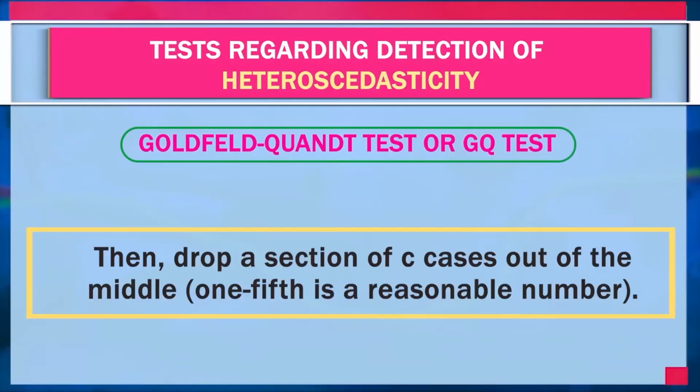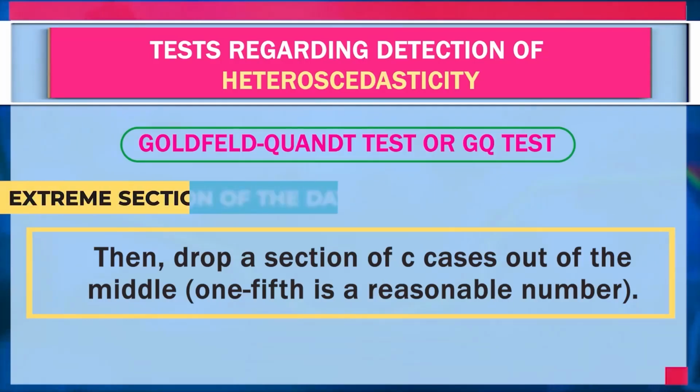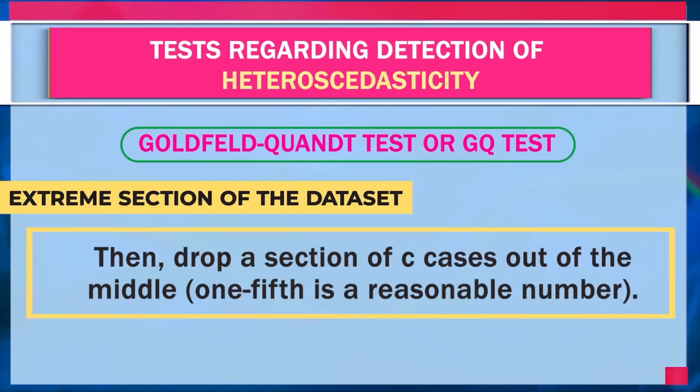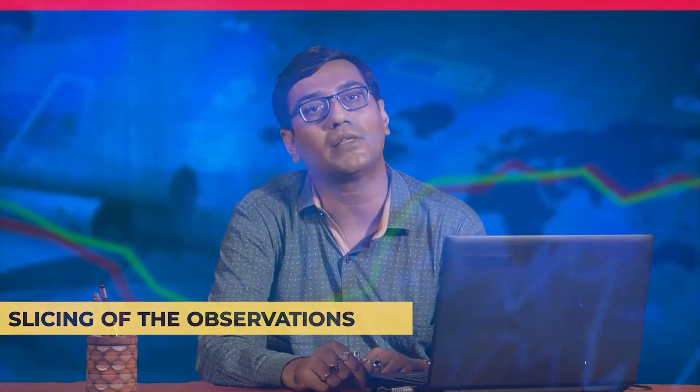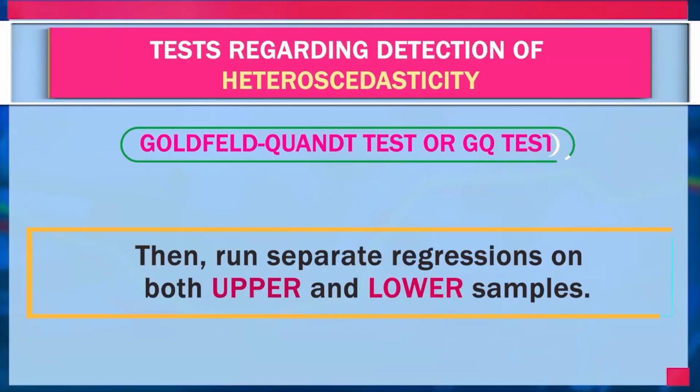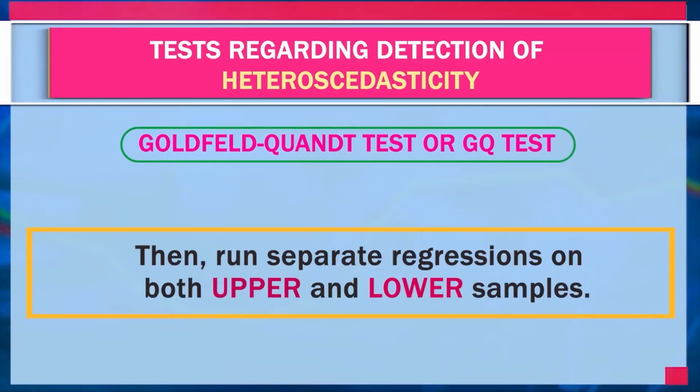After that, we concentrate on the extreme sections of the data set. So we drop a section of the middle-level observations, like one fifth of the total number of observations. This is called slicing of the observations. So we take the upper slice and the lower slice. For example, we run a separate regression for the upper and the lower samples.